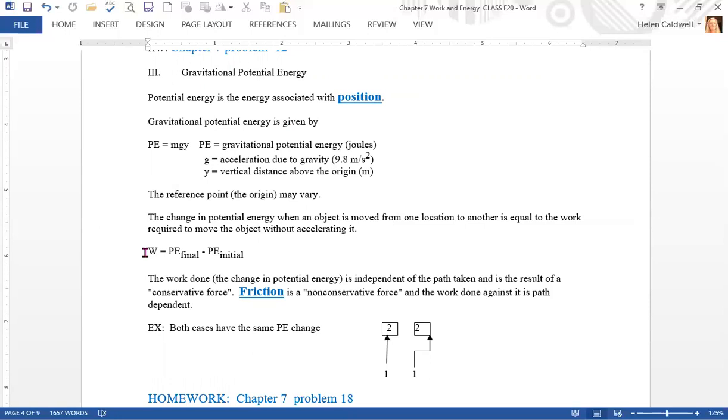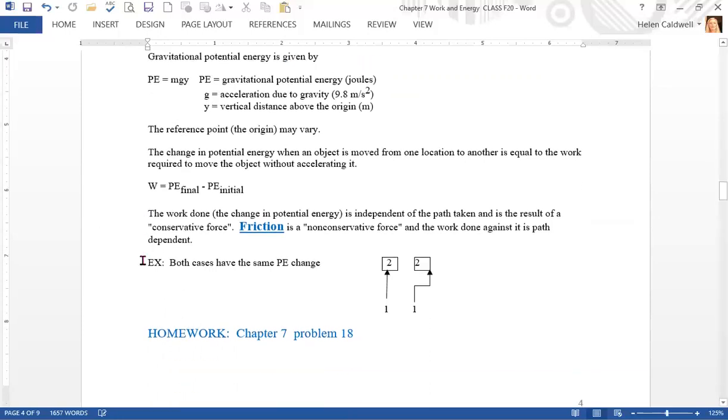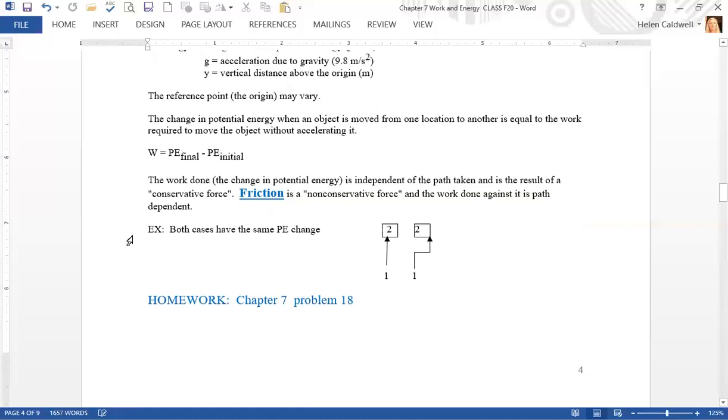So we have conservative forces and non-conservative forces. A conservative force is independent of the path taken. A non-conservative force is path dependent. Friction is a non-conservative force. Friction depends on the path you take because frictional losses are a result of the interaction of two surfaces. So if we pick up an object and move it to position 2, and we pick up the object and move it to position 2, but under a more circuitous route, they actually have the same potential energy change because the change in potential energy is independent of the path taken.